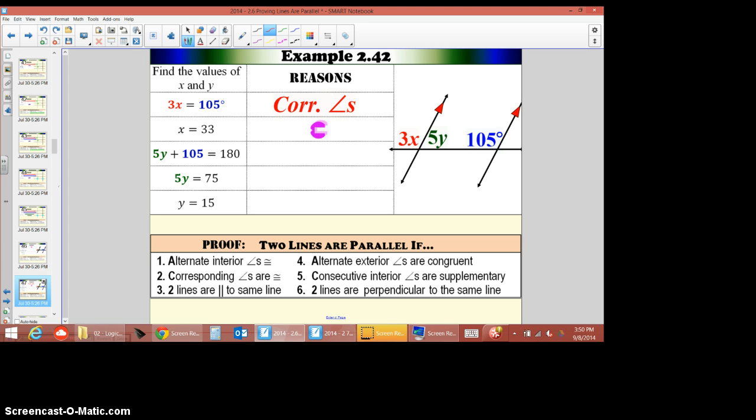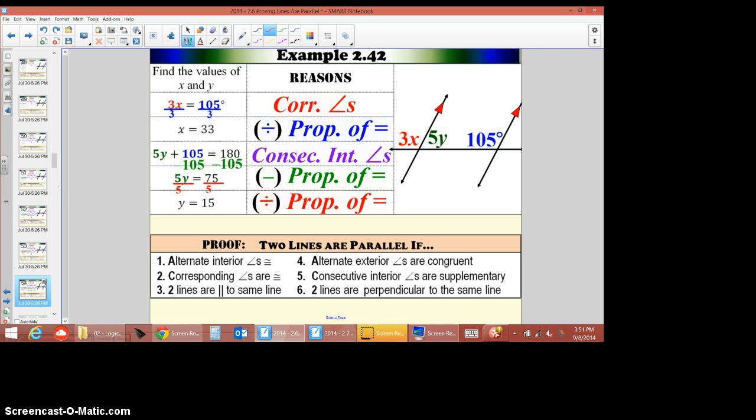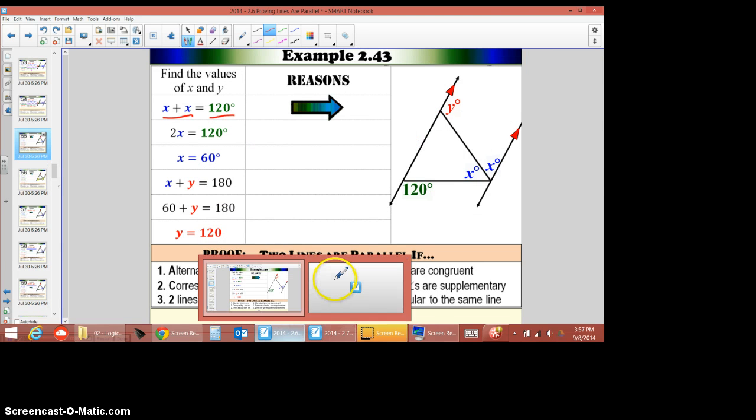And I say x equals 35, well I just had to divide by 3 across, and I get x equals 35. That's the division property of equality. Now if I look at here, I say 5y and 105 equals 180. And again, I come over and I say, hey, look, these make the little box. Call those a CIA. That's my reason. And then I do some algebra. I subtract, I divide, and I get my answer. That's how we use this information to solve questions.